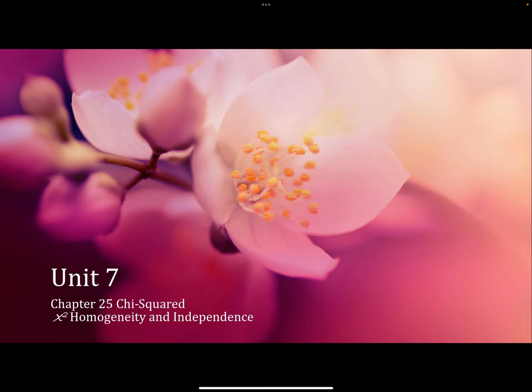Unit 7, Chapter 25, chi-squared, homogeneity and independence. All right, the homogeneity and independence tests are run identically on the calculator. The only difference is the H0 and the Ha, the null and the alternative hypothesis. So I'm going to demonstrate those, the theory behind it, and then two problems.